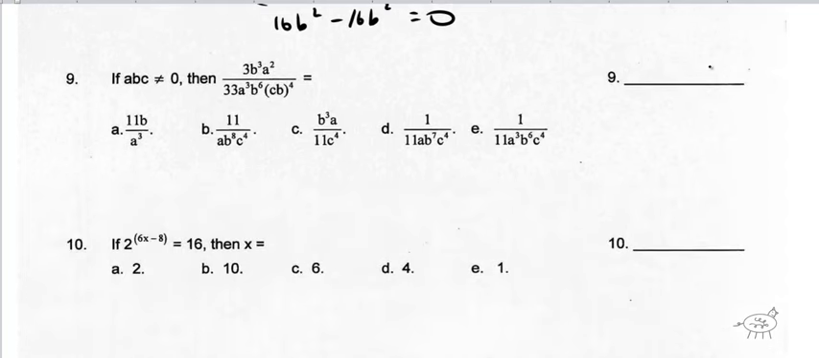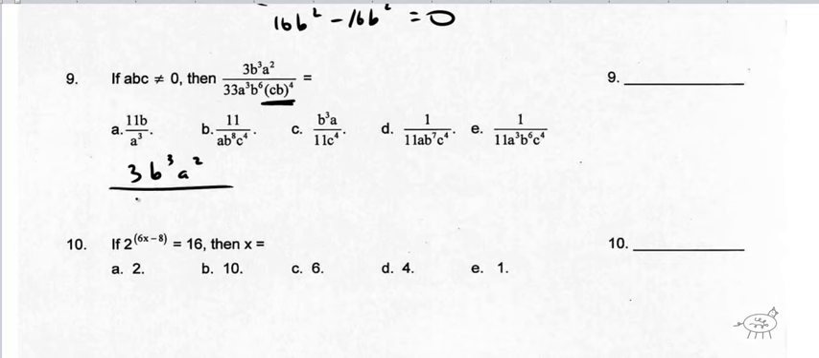Number 9. ABC multiplied is not equal to 0. Then what is that equal to? So this is just a matter of simplifying. You really need to simplify this guy right here. So it's 3b cubed a squared over 33 a cubed. It's b to the 6th, and this is a b to the 4th. So it's b to the 10th and c to the 4th. So basically I get 1/11.